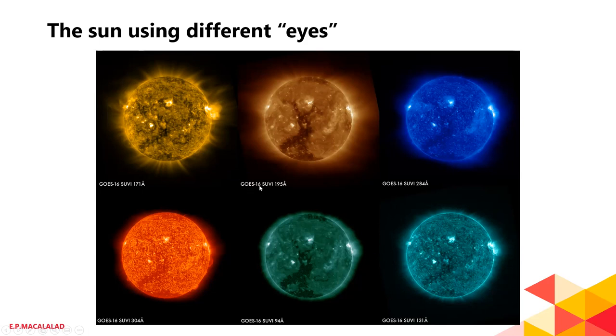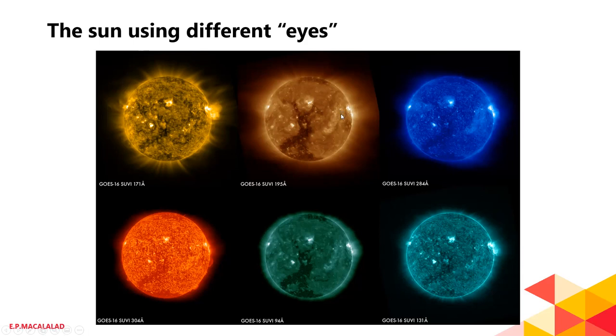So for example, if you're going to look at this 195 angstrom wavelength or field, you will see that there are light spots that are brighter, bright spots, and there are dark areas. As we're going to talk about later, these dark areas are where your corona holes are. Okay, and these bright regions are where the sunspots are located.